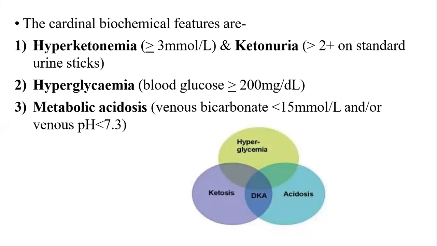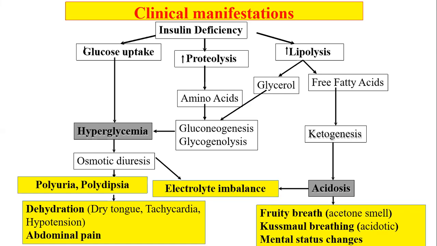So in DKA, the biochemical features are that the patient has hyperketonemia, that is more than 3 millimoles per liter, and also ketones in the urine more than 2 on a standard urine stick, and also they have hyperglycemia. Also, when you do the venous gases, you can see that the patient has metabolic acidosis if they have bicarbonate less than 15 millimoles per liter and a venous pH of less than 7.3.